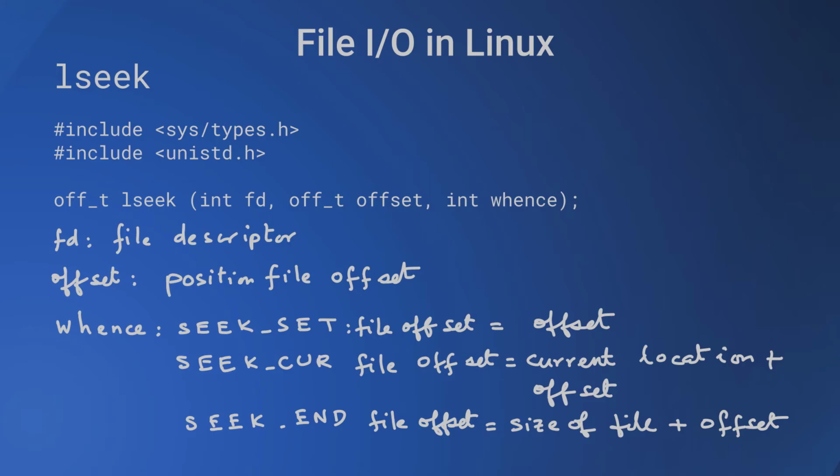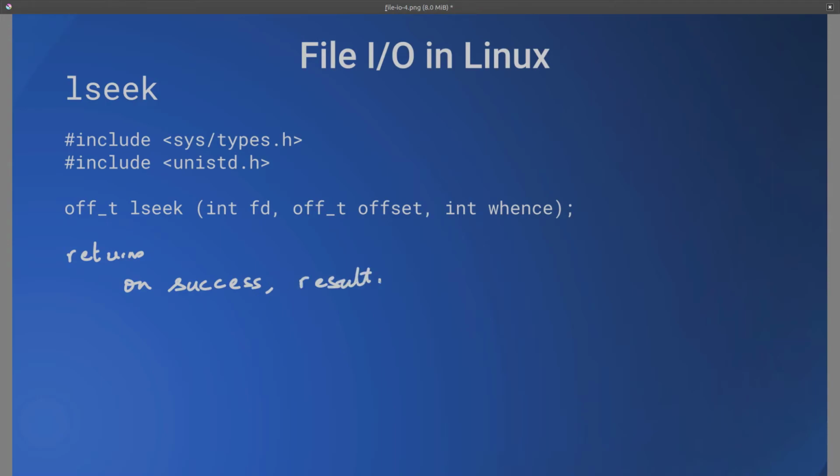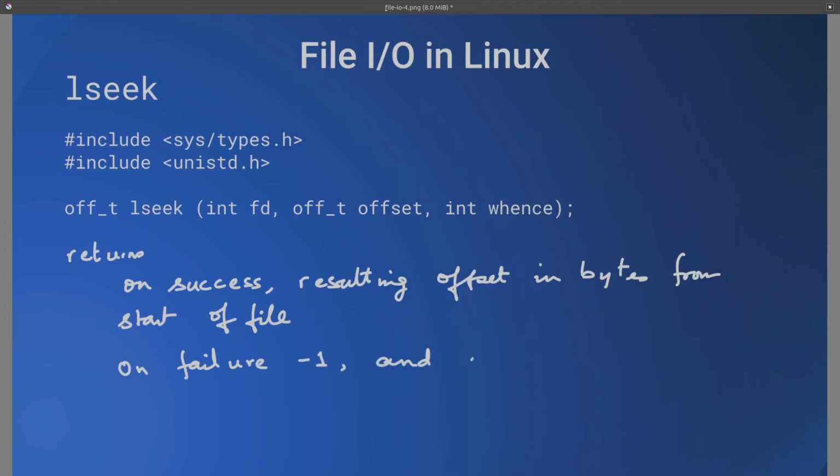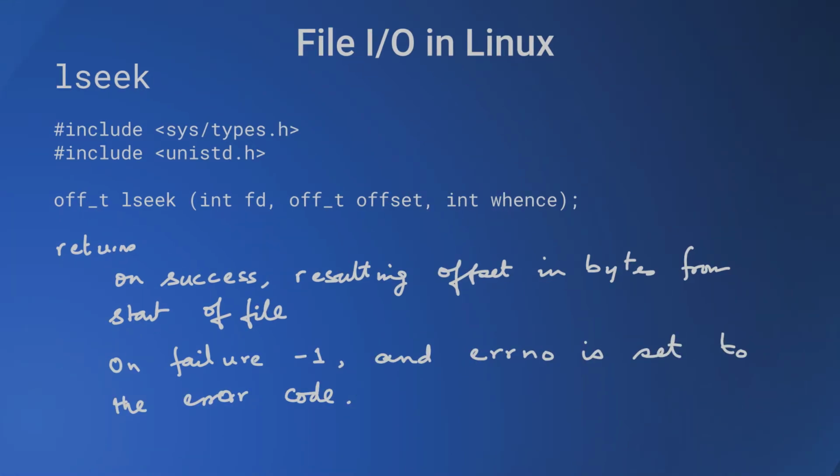So with lseek, you can set the file offset beyond the end of file. However, this does not change the size of the file. The next read or write operation would occur from this position. When a file is opened without the O_APPEND flag, the file offset is 0. Each read or write operation automatically advances the file offset by the bytes read or written. On success, lseek returns the resulting file offset location measured in bytes from the start of the file. In case of error, lseek returns -1 and errno is set to the error code.